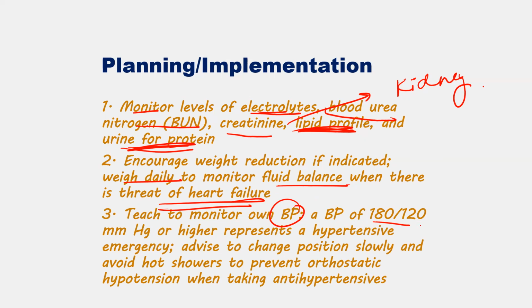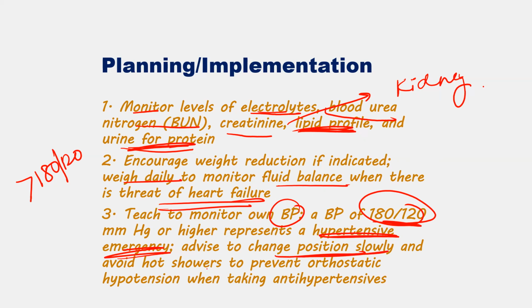A BP of 180 by 120 mmHg or higher represents a hypertensive emergency. So if the BP of the patient is elevated to 180 by 120 or more, that's why we have to tell the patient to learn how to monitor BP on their own, so that the patient can know when a hypertensive emergency is occurring. In that case, advise to change the position slowly and avoid hot showers to prevent orthostatic hypotension when taking antihypertensives.